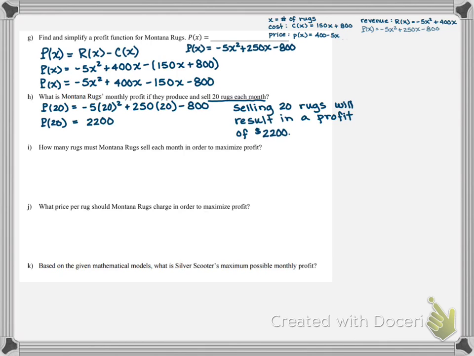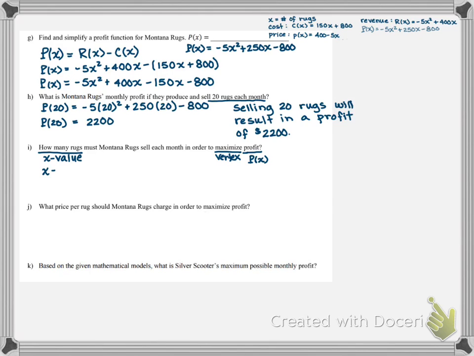Okay, but what about I? What function should I use there? My profit function, because the thing I'm trying to maximize is profit. So I look for the function whose output is profit. So P of X. I'm maximizing, so that means to find the vertex. And do I want the input or the output of that vertex? The input, because it says how many rugs. So it's asking for a quantity, which is the X value of my vertex. Good.